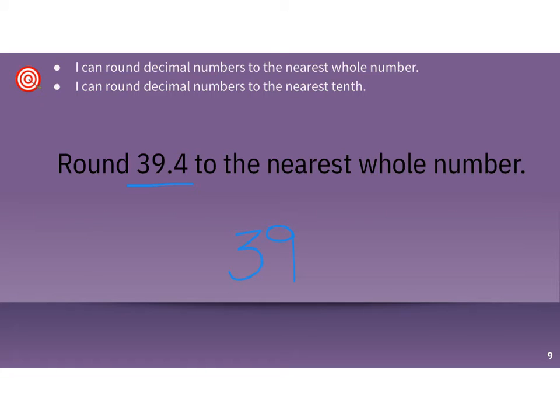Did you get 39? If so, you're correct. The whole number means ones place. Look one place to the right. It's 4 or lower, so I'm going to stay down at the original whole number. I can also ask myself, what is it between on a number line? It's between 39 and 40. Is it going to be closer to 39 or closer to 40?